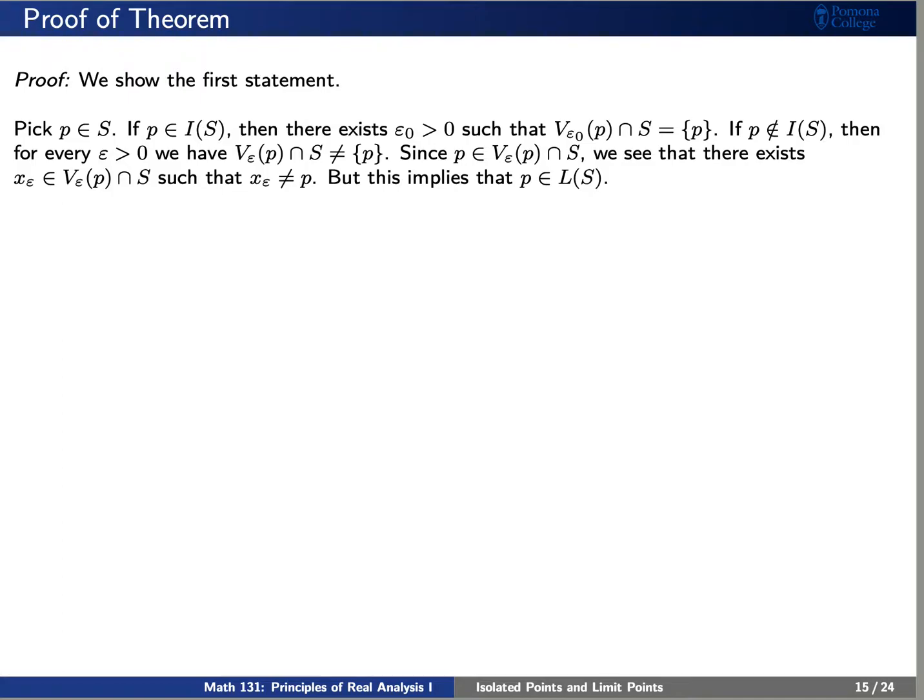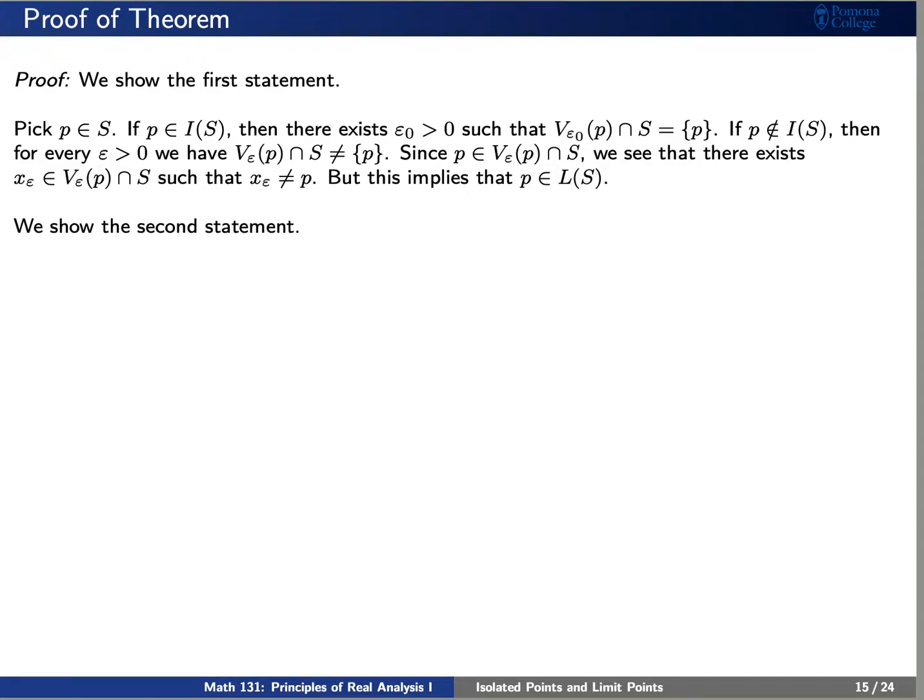this means, given any positive epsilon 0, the intersection of V sub epsilon 0 of P with S is just the singleton set consisting of P. Hence, if P is not in I of S, then for every positive epsilon, our intersection V sub epsilon of P with S does not just equal the singleton set. This means that there must exist another element in this intersection, x sub epsilon, which is different from P. But this, of course, implies that P must be a limit point of S, so P is in L of S. This is why S is contained in the union of I of S with L of S.